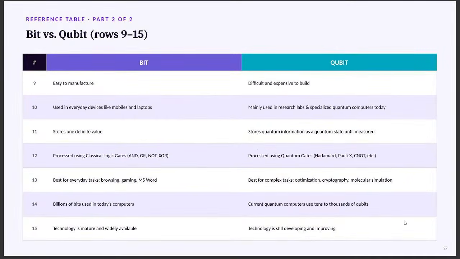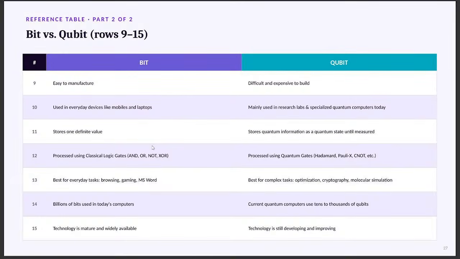Now moving on to the ninth difference, bits are used in almost any electronic device. Sorry, I wanted to discuss the ninth, right? Bits are easy to manufacture, whereas qubits are very difficult and expensive to build. Here in the 10th difference, bits are used in almost every electronic device, whereas quantum computers are mainly found in research labs and specialized computer companies only.